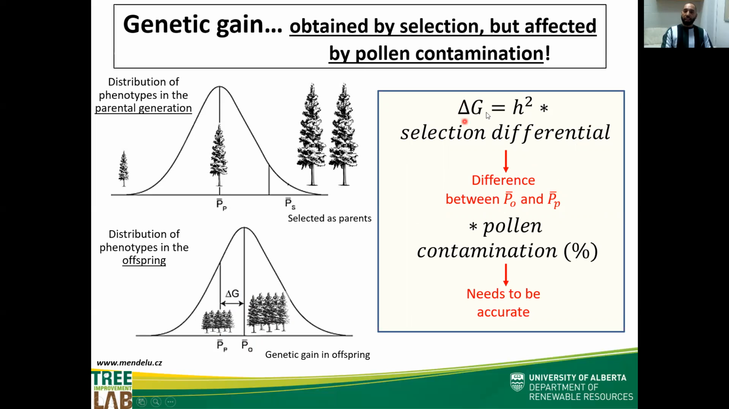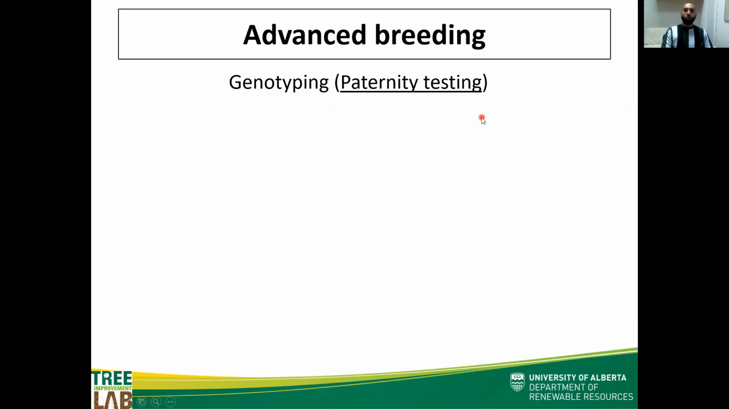And the genetic gain needs to be multiplied by the pollen contamination level. And this is why it's so important to have accurate pollen contamination levels. Because if we have 50% of pollen contamination, we can decrease our genetic gain by half. And that's why we have been fostering the idea of genotyping different breeding programs in Alberta.